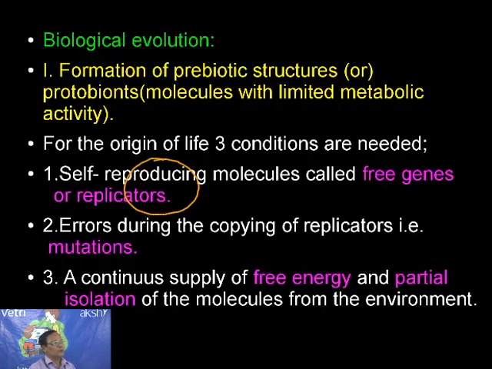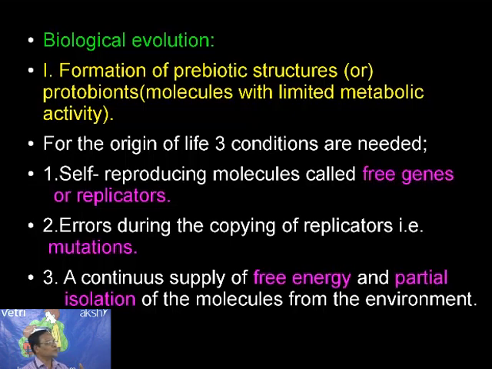Then, following the chemical evolution, once the simplest molecules, namely the macromolecules like carbohydrates, proteins, amino acids and nucleic acids were formed, we have the formation of living organisms, the first living cell, which we call the protocell. That process of formation of the first living cell is called biological evolution. And what are the steps we normally have during the process of biological evolution? One, the formation of prebiotic structures, the living structures. And these are called the protobionts.